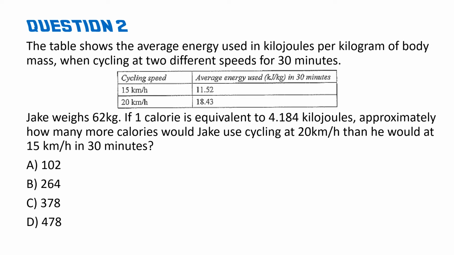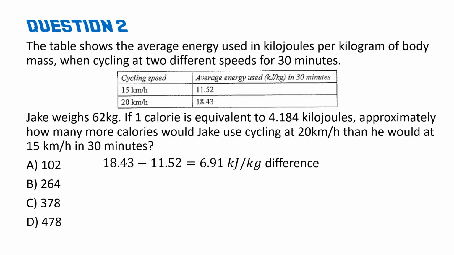Now, if 1 calorie is equivalent to 4.184 kilojoules, approximately how many more calories would Jake use cycling at 20 kilometers per hour than he would at just 15 kilometers per hour? So we want to look at what's the difference between the two, because it says how many more calories would Jake use. So we're just going to find, well, what's the difference between our 18.43 kilojoules and our 11.52 kilojoules? Difference between the two, 6.91 kilojoules.